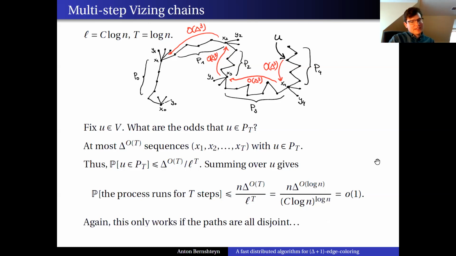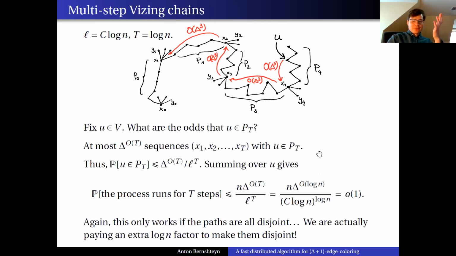Of course, this only works if the paths are disjoint from each other. And in fact, you might think, based on the two-step situation, that with some little bit of cleverness you can just ensure this disjointness, and it doesn't change the situation too much. But actually, here, if the paths were somehow guaranteed to be disjoint, we could have replaced the log n squared by just log n, because this L could have just been a large constant, and this number would still be small. We really are paying an extra log n factor to make the paths disjoint. This is the reason why the log n squared appears, because the disjointness is needed.